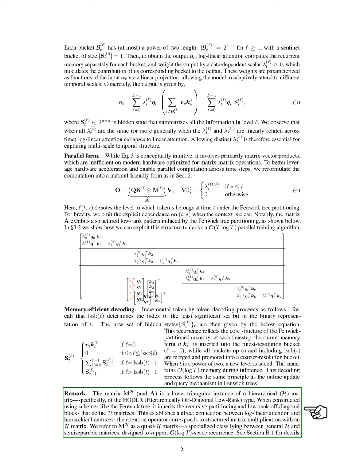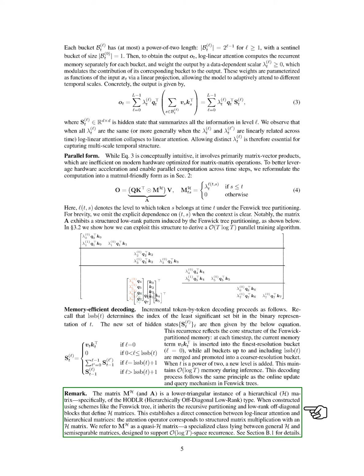We also remark that the matrix we discuss is a lower triangular version of a hierarchical matrix, specifically of the HODLR type. When constructed using the Fenwick tree, it retains the recursive partitioning and low-rank off-diagonal blocks characteristic of hierarchical matrices. This creates a link between log linear attention and hierarchical matrices, where the attention operator corresponds to structured matrix multiplication with a hierarchical matrix. We refer to this matrix as a quasi-hierarchical matrix, which is designed to support efficient recurrence.